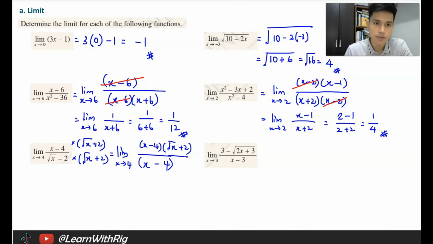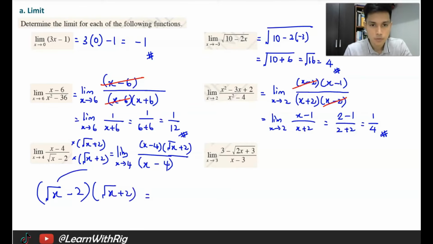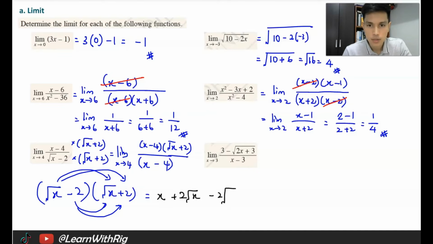Okay, if you don't know how I do that, I'm going to show you. Square root of x minus 2 times square root of x plus 2. Okay, I'm just going to show you guys for those who don't know. So you're going to multiply both of it. So you will get, square root of x times square root of x, you get x, and then you get plus 2 square root of x minus 2 square root of x minus 4. So here you can cut, so you get x minus 4. Okay, so yeah, I hope you guys understand this.